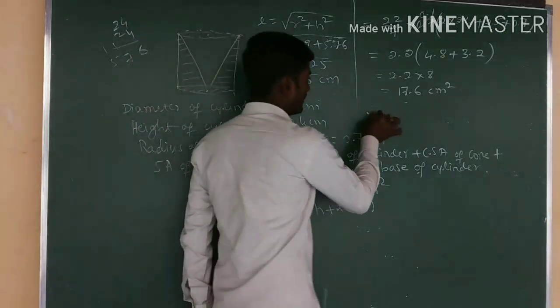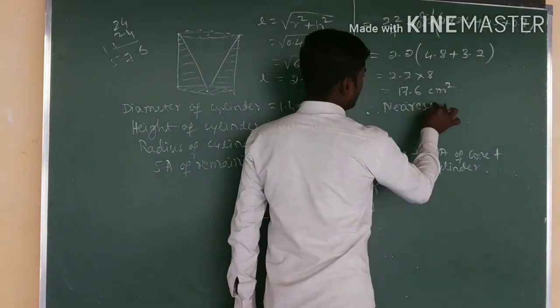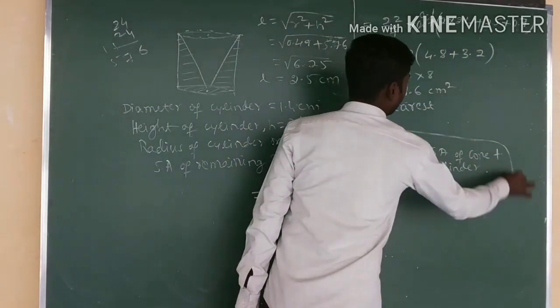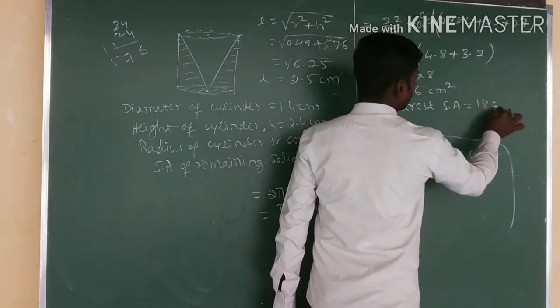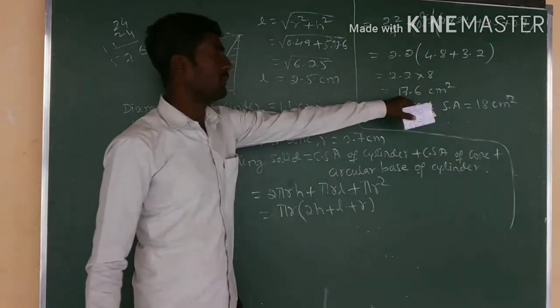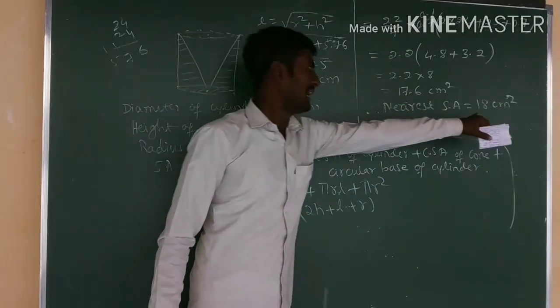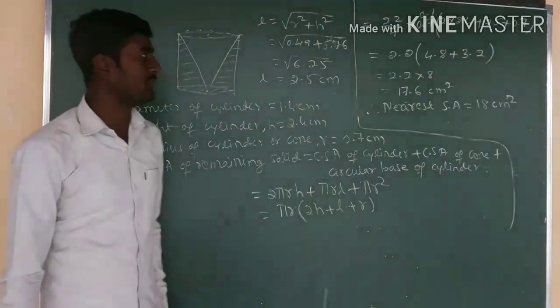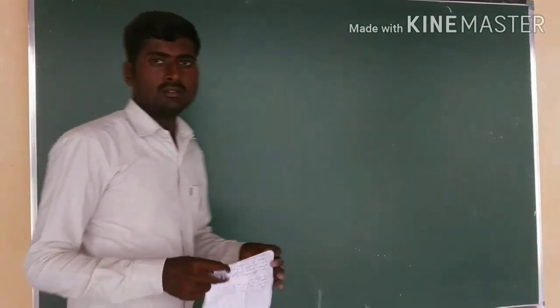So therefore, nearest surface area is equal to 18 centimeter square. Okay. If it is less than 17.5, I can take it as 17. So it is more than 17.5, I can write it as 18 centimeter square. Okay. This is how we can calculate.